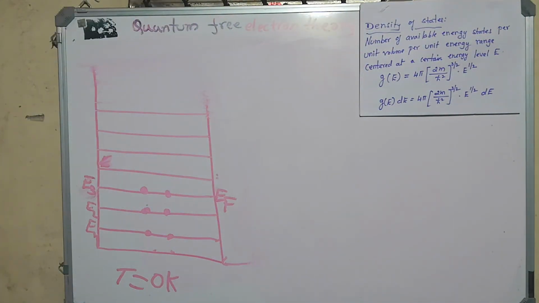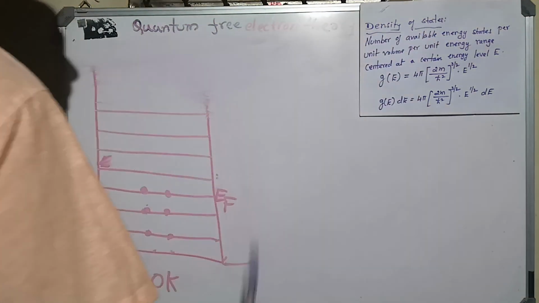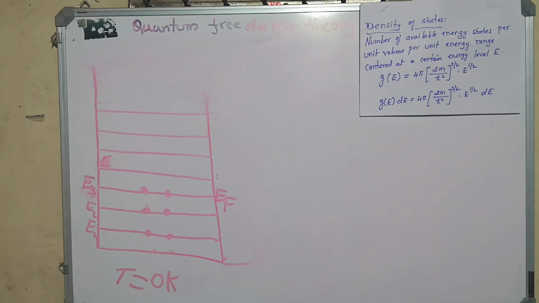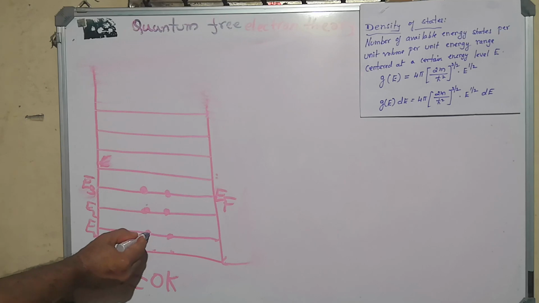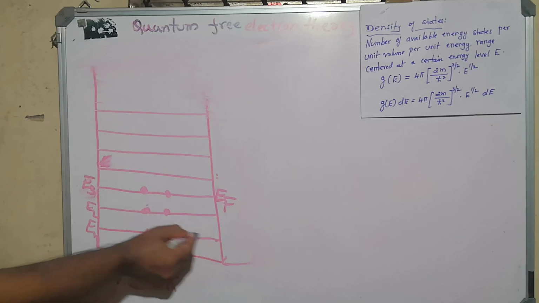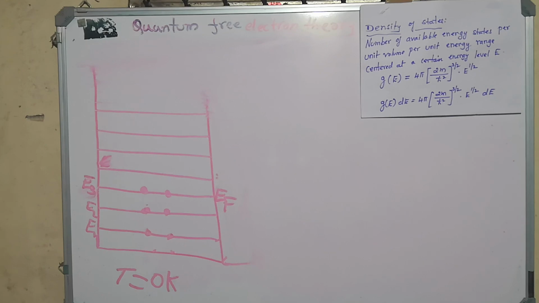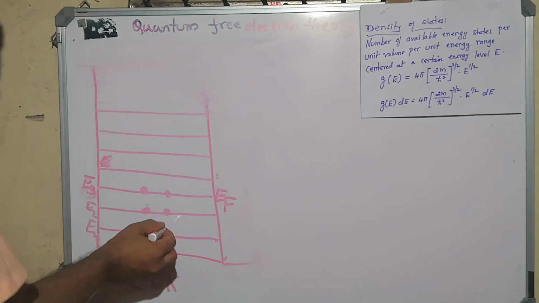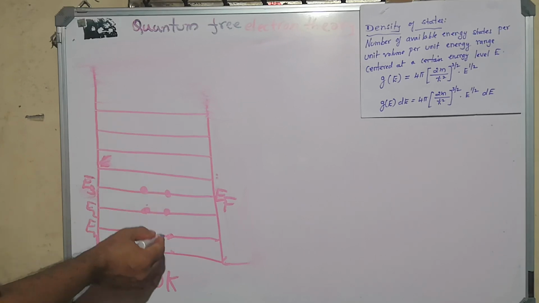So now we will define another term, that is density of states or density of energy states. So here you can consider the number of available energy states per unit volume, per unit energy range centered at a certain energy level E. So that means you can consider one electron is present here. This is one electronic state or one energy state. This is second energy state. That means each energy level contains two energy states.